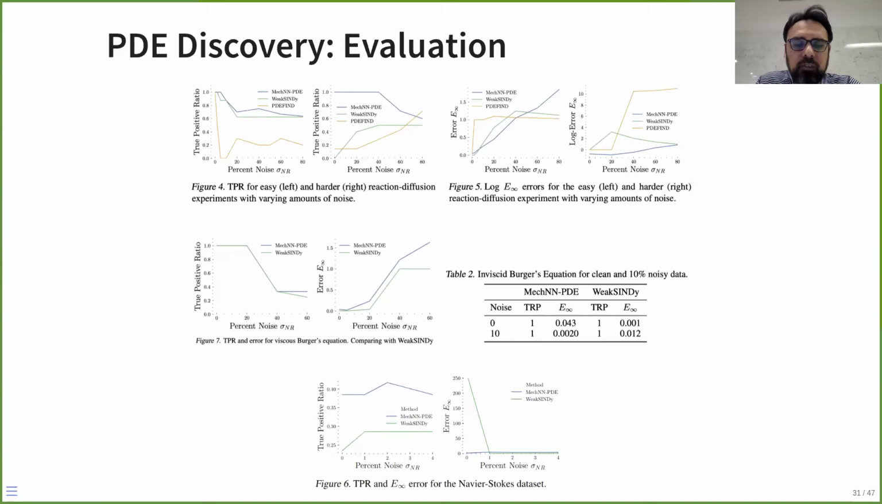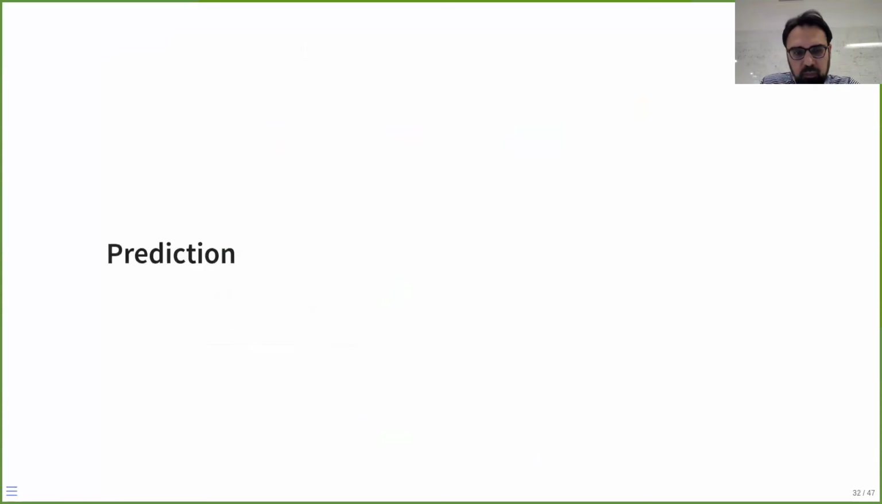Right. So, for the Navier-Stokes data set, SINDy also failed to get any decent performance. We do fairly well, but we do get some extra terms in this Navier-Stokes data set. So you can find the correct terms, but we also have some extra terms, so you get a slightly lower metric. Right, so this was discovery.